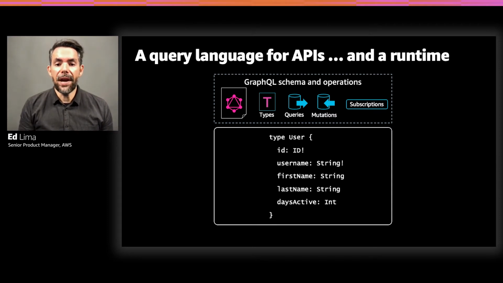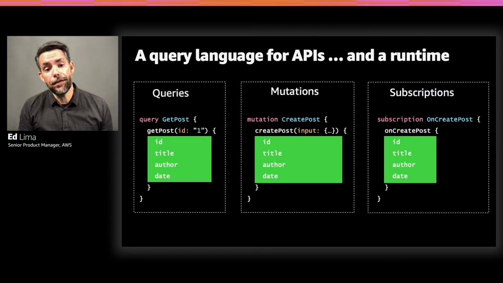You define the GraphQL API with a schema based on a schema definition language, or SDL. The schema is where you define different types, such as the user type and its properties or fields, like we can see here. In this schema, you can also define specific operations. There are three types of GraphQL operations: queries to read data, mutations to modify or write data, and subscriptions. Subscriptions are linked to mutations and allow you to send real-time notifications to subscribed clients whenever data is changed by a mutation.